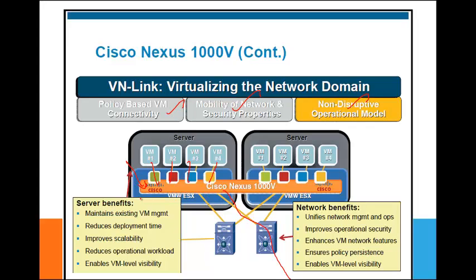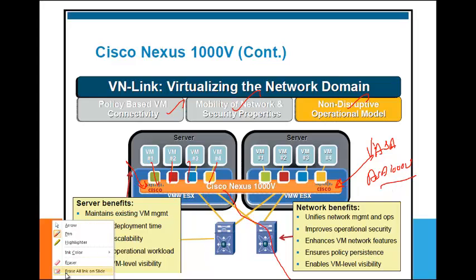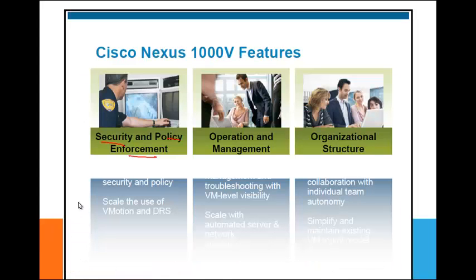Yes, you can have a firewall. What firewall can I have? This is a virtual switch. I can have ASA on it. How? Yes, there is an ASA called VASA or ASA 1000V. I install that software firewall in this and I can have security. So security and policy enforcement is one of the features of Nexus 1000V.